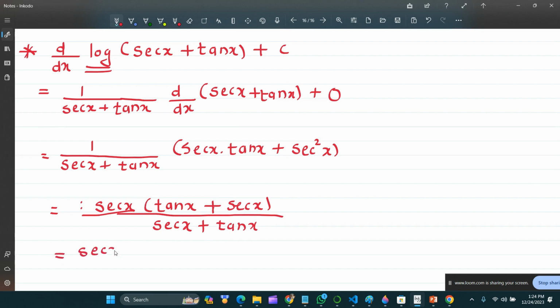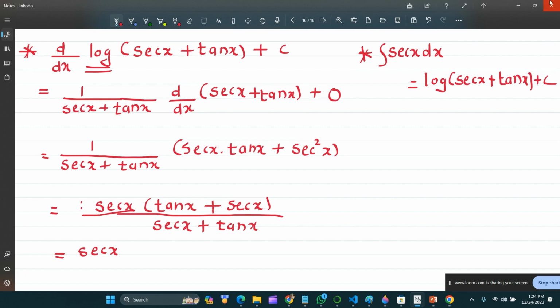sec x. Okay, so the derivative of log of sec x plus tan x is sec x. Opposite to that, integration of sec x dx is equal to, I will write here, log of sec x plus tan x plus c.